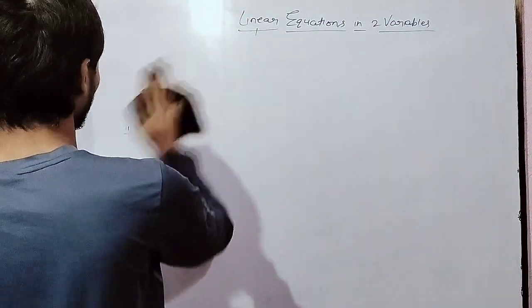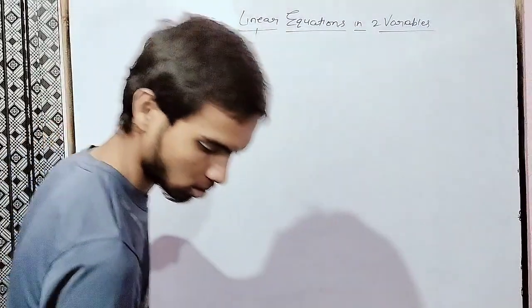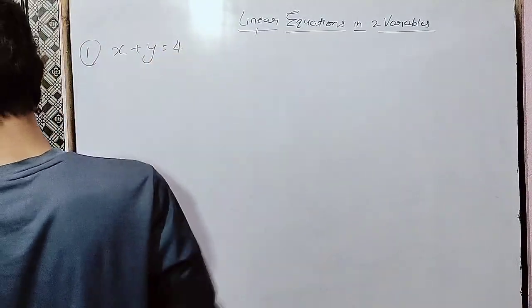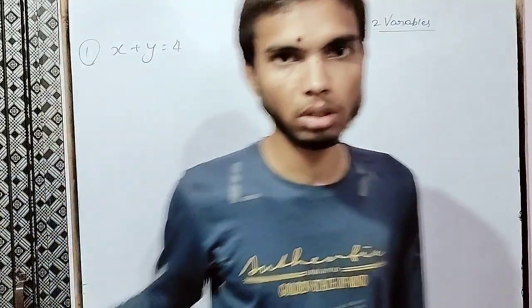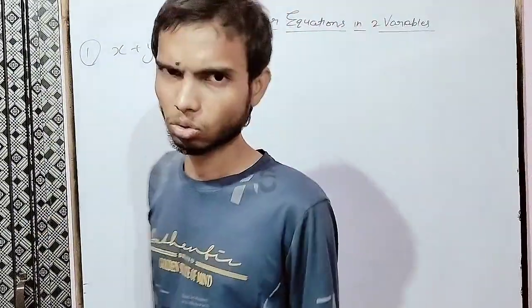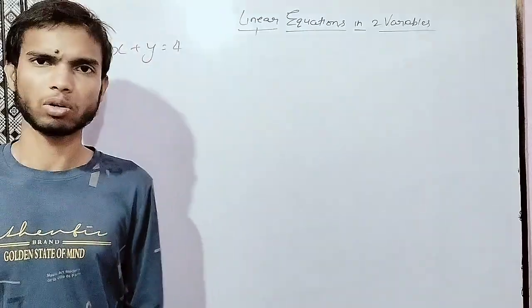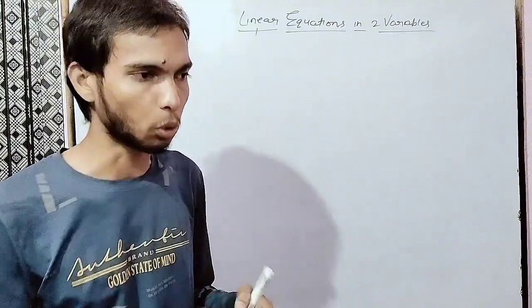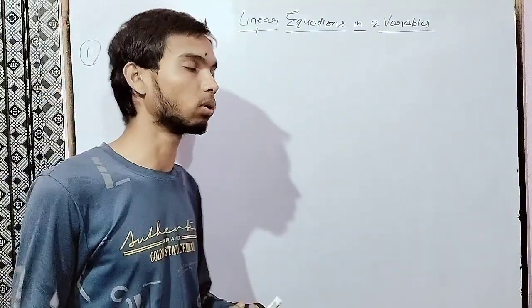First we will solve, then we will plot. For example, the first question is x plus y is equal to 4. This is a linear equation. The question is saying to plot whatever solutions you find. Just plot those coordinates on a graph, then look at whether there is a linear line or not.